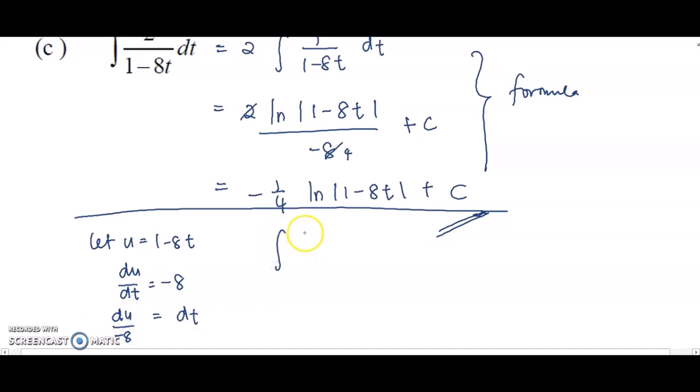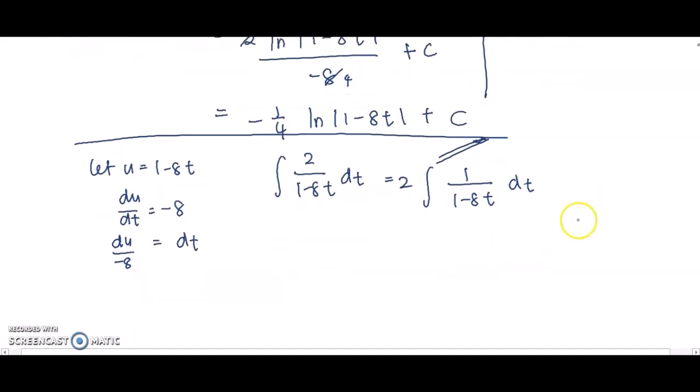So our question is 2 over 1 minus 8t with respect to t. The 2 you can always bring out. You have 1 over 1 minus 8t with respect to t. And later on, the dt here is going to be du over negative 8. And this is going to be 1 over u. Because the question just asks us to use the substitution method, instead of using the formula, we need to integrate by substitution.